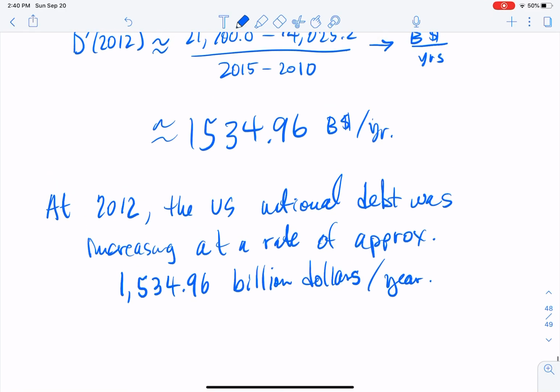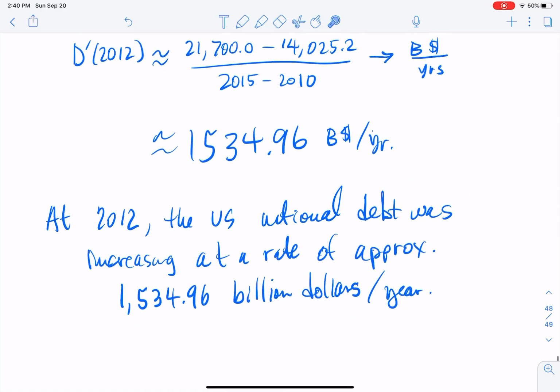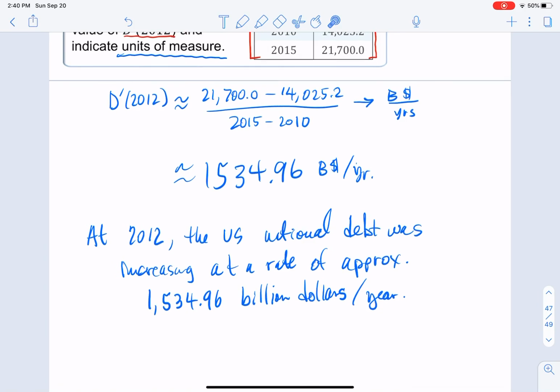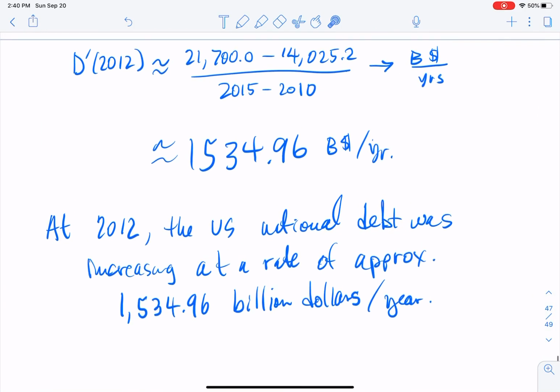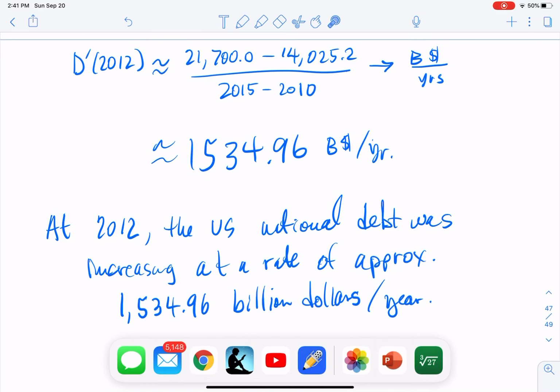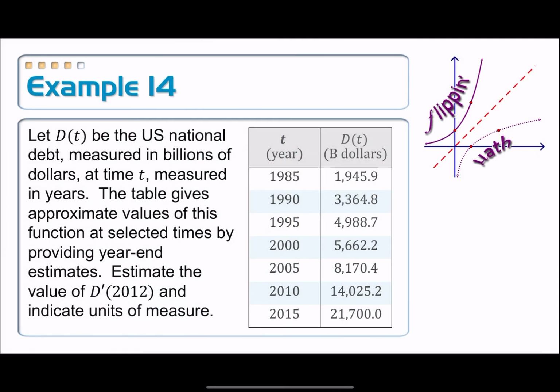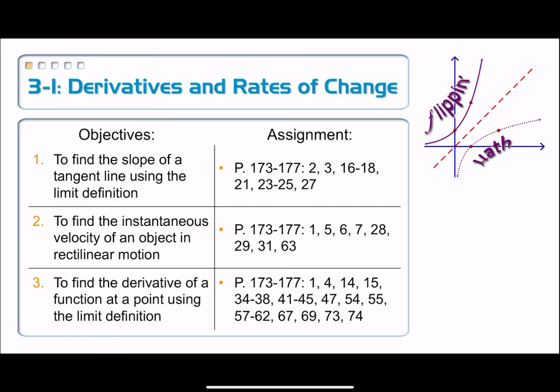And for my part of that, I absolutely apologize, right? I'm sure my generation has contributed quite a bit to that national debt, and it's going to be your problem to deal with. All right, well, that brings us to the conclusion of this lesson here on derivatives and rates of change.